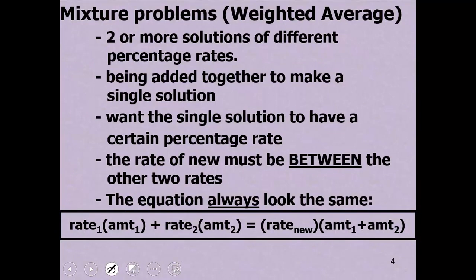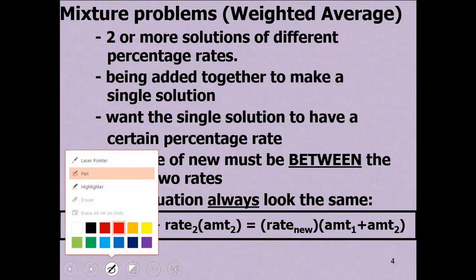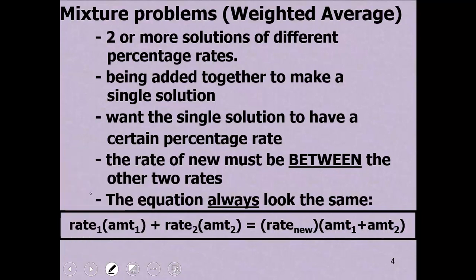All right. We need to be able to use this idea of base times rate, finding the pure amount, so that we can take a weighted average and do mixture problems. You can identify mixture problems because you have two or more solutions of a different percentage rate that you're combining together. Okay? You're going to combine them or add them together to come up with a single solution.